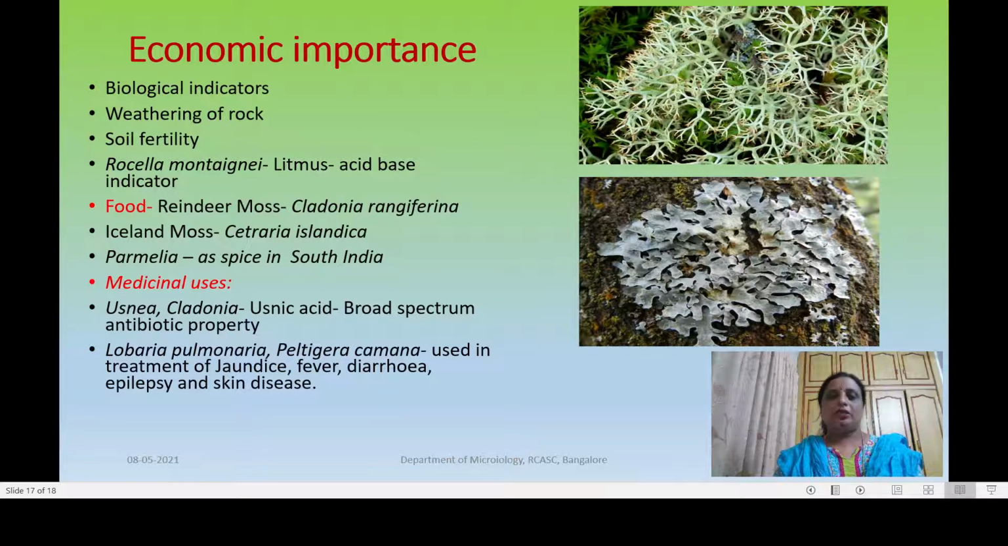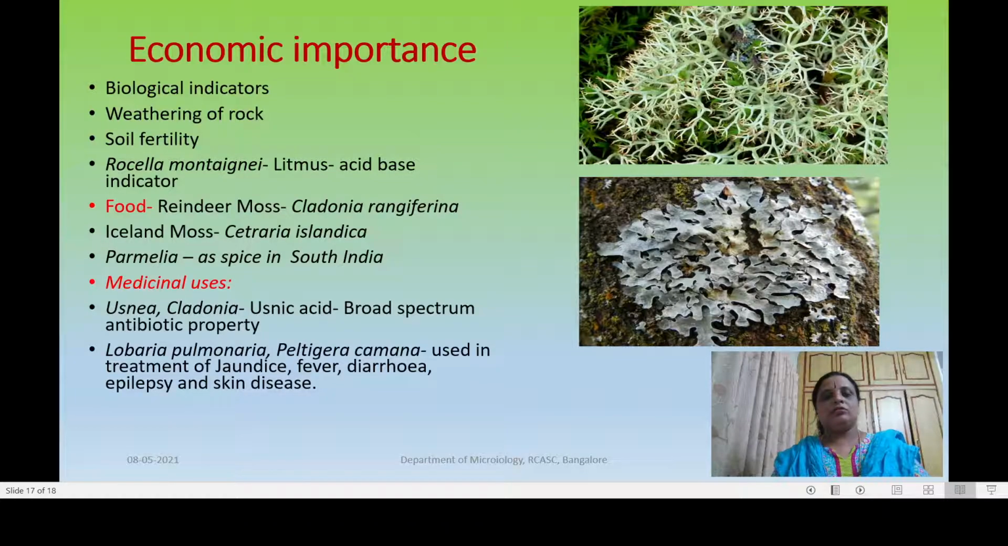Apart from that, to sum up the economic importance of these lichens, they are used as biological indicators to see the rate of pollution, whether that particular region has been polluted or not. The more lichens grow in a region, the less pollution it indicates. As I was mentioning, these are the first organisms which usually dwell on barren rock. They help in the weathering of the rock, and also improve the fertility of the soil. And there is a lichen called Roccella montagnei, which has been used as litmus, as an acid base indicator.